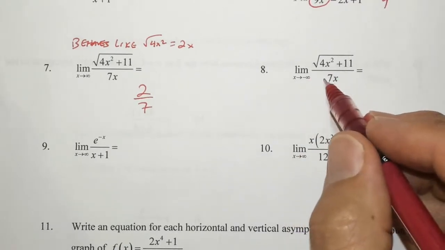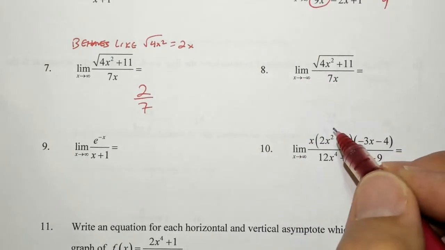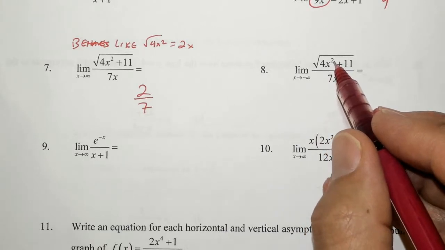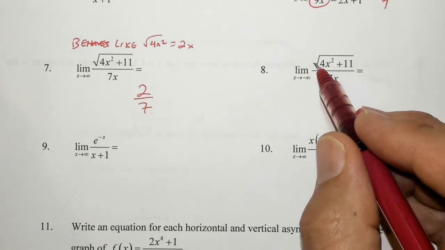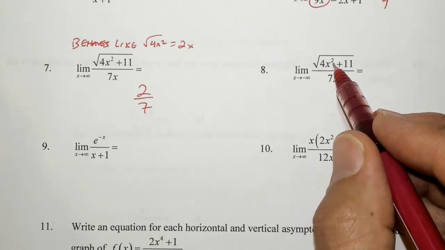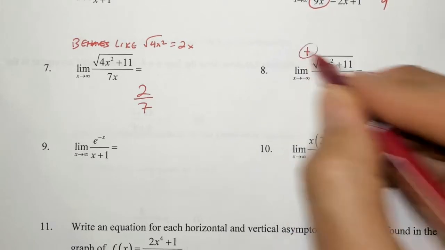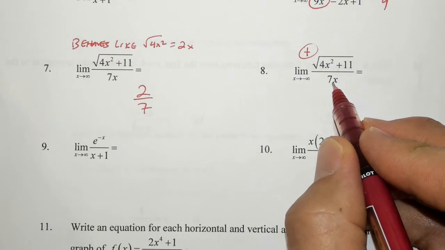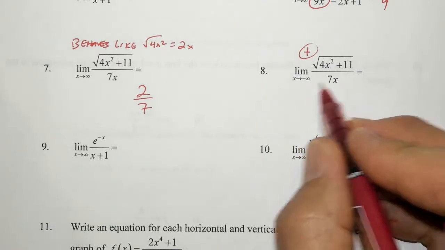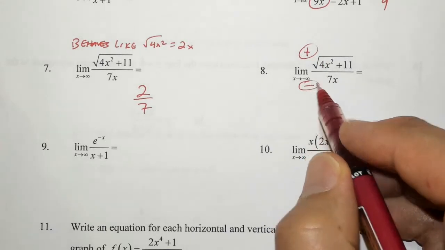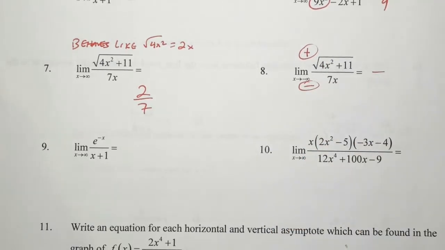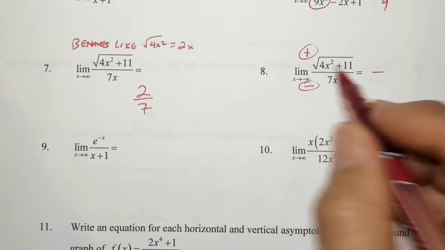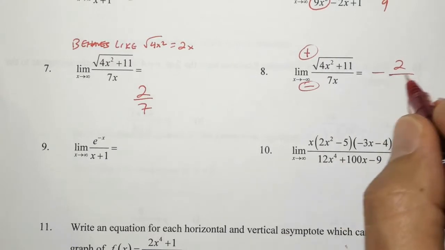Number 8 is very similar to that, except we're taking the limit as x approaches negative infinity. So what happens is when we plug a negative number into the numerator, it's squared. It becomes positive. The square root of the positive value is positive. So we get a positive value up here. But that negative number does not turn into a positive value in the denominator. It stays negative. 7 times the negative number is a negative number. A positive divided by a negative is a negative. As far as the actual value, same thing as before. Square root of 4 is 2, 7, so we have negative 2/7.